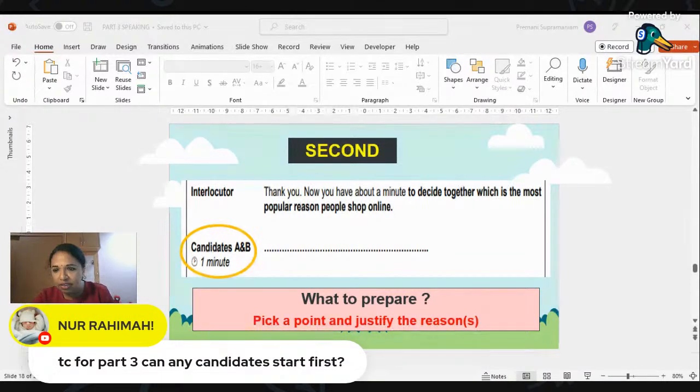Yeah, I like this also. Later I'll show you. Teacher, for part 3, can any candidate start first? Part 3, decide earlier. Anyone can start, but decide earlier. So don't do it that time you argue, no, you first, you first, you first. I saw that also during the assessment last year. So I was like, okay, something is wrong with the students. But it's quite funny, all right?